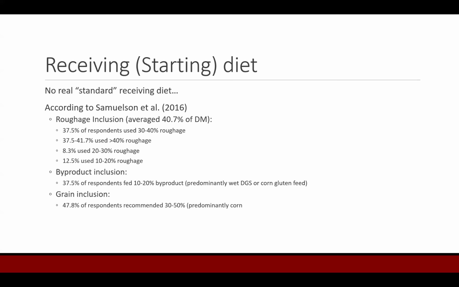Okay. Grain inclusion, 47.8% of respondents said that they were going to have 30 to 50% of their receiving diet be their grain source. Most of those are corn. Depending on where they're at, most of that corn would be steam flaked. Okay. Any questions?